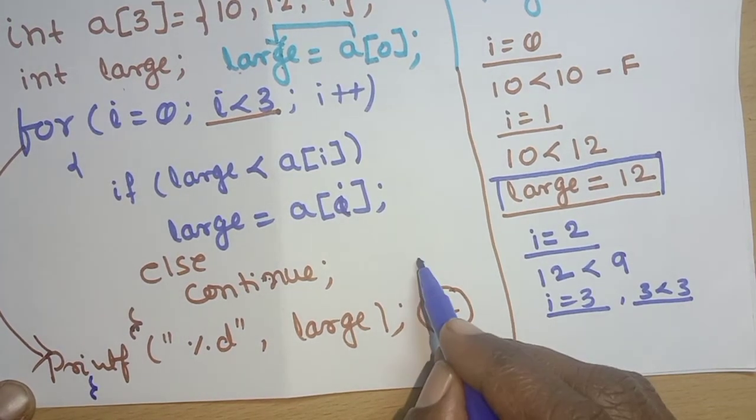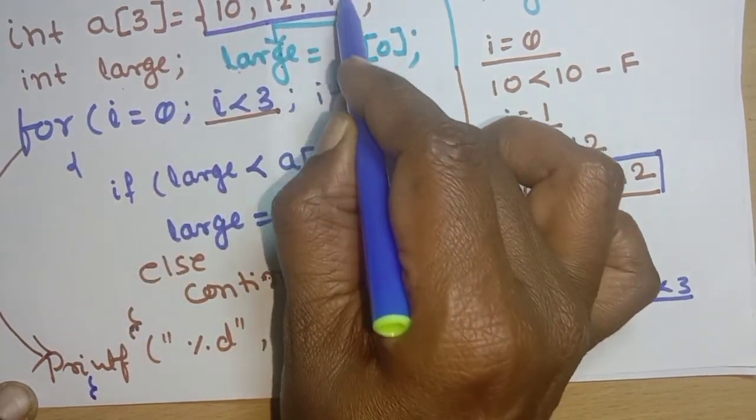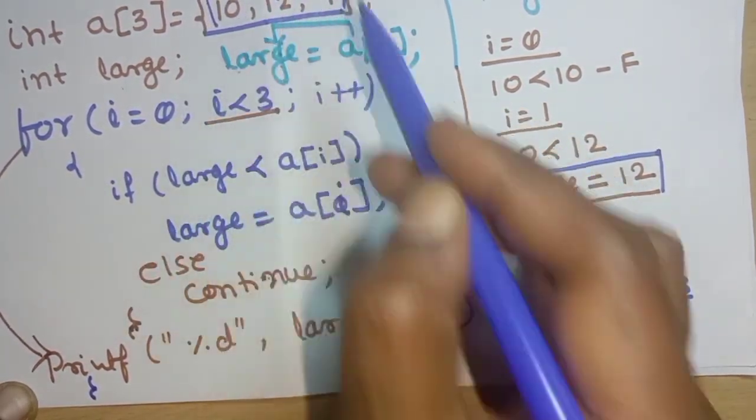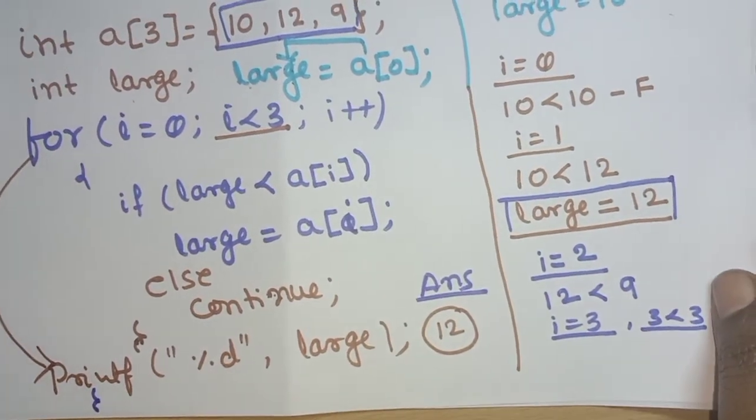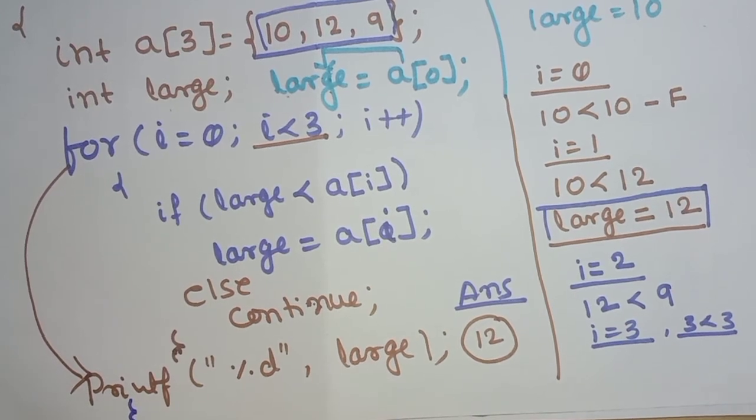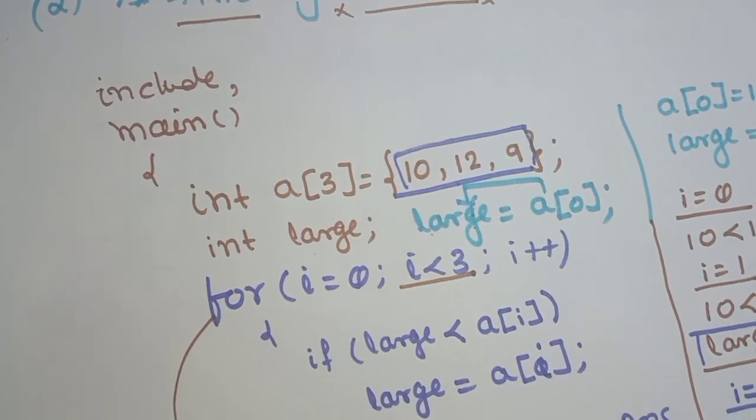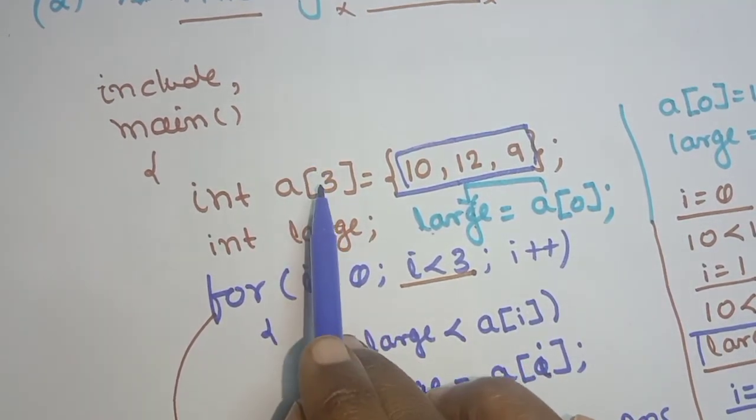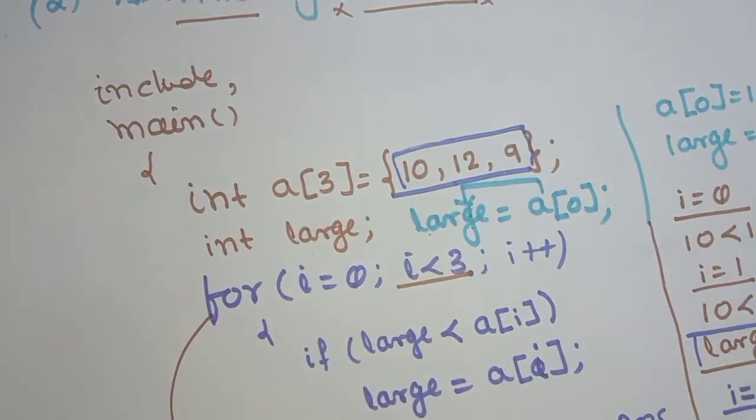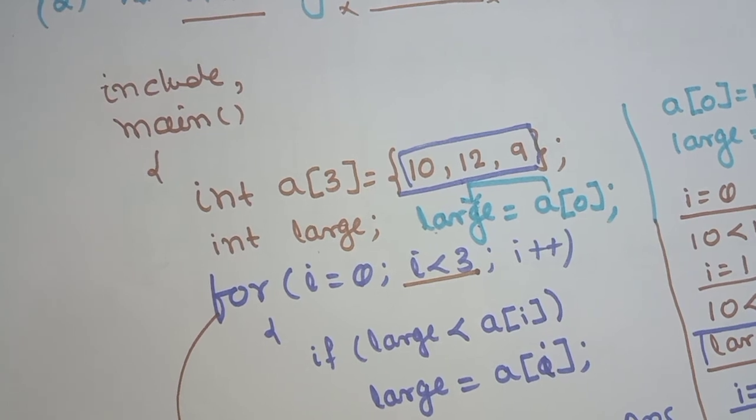Okay, so what is your answer? The answer is 12. Just see, I have given 3 numbers: 10, 12 and 9. Which one is the biggest? 12 is the biggest, so it is going to print 12. Students, try to analyze the program by taking 5 variables. Take 5 variables, analyze, and in large you should get the biggest number of the 5. Okay, please try to analyze.